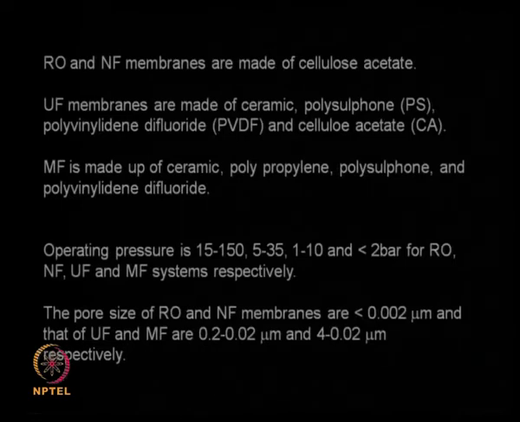Now let us look at the material of construction of some of these membranes. If you look at RO and nanofiltration membranes, they are made up of cellulose acetate. Cellulose being hydrophilic, it will favor hydrophilic compounds. Ultrafiltration membranes are made up of ceramic, polysulfone, polyvinylidene difluoride, that is PVDF, and cellulose acetate, that is CA. Microfiltration is made up of ceramic, polypropylene, that means we can go up to highly hydrophobic material, polysulfone, again polyvinylidene difluoride, so different types of material.